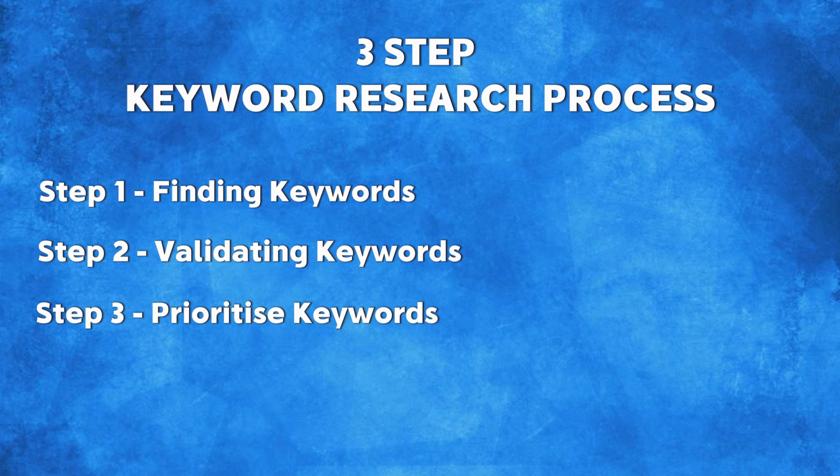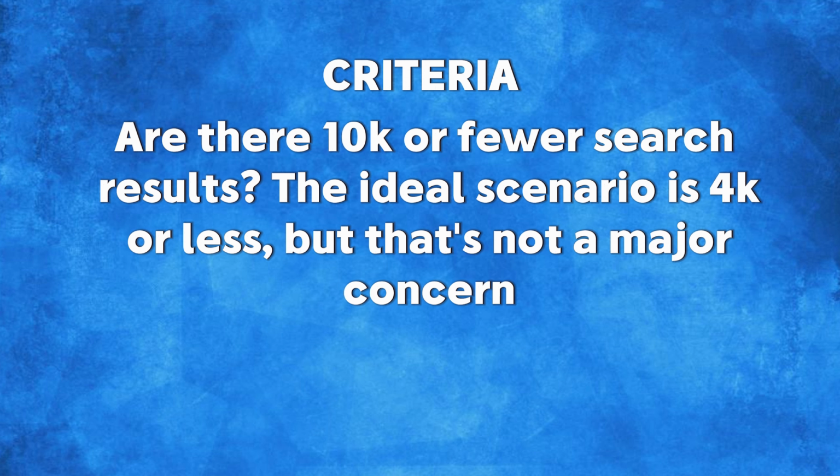Now to the next step, which is step 3. This step is just to help me prioritize the books I've selected in the first 2 steps. Now, the criteria for this step is, are there 10k or fewer search results? The ideal scenario is 4k or less, but that's not a major concern.